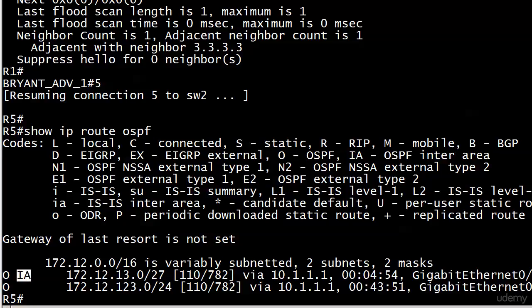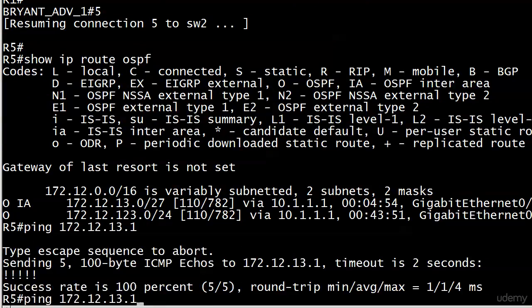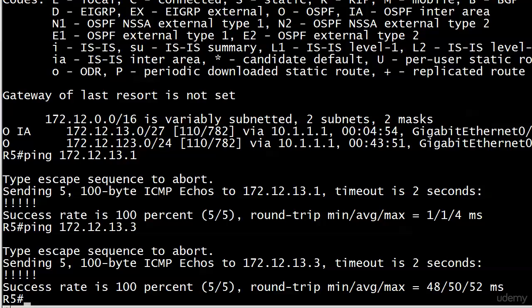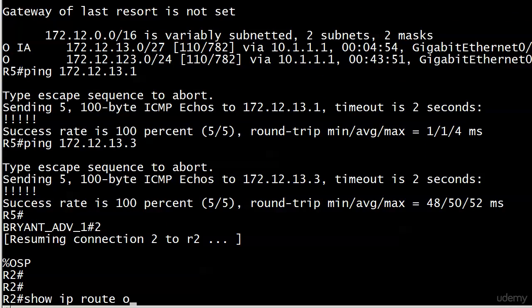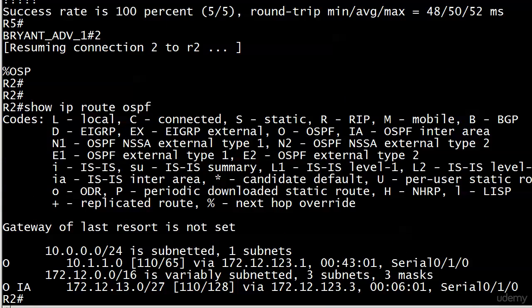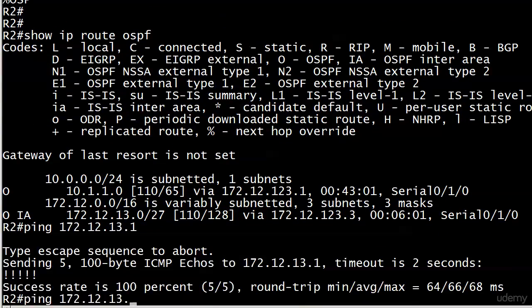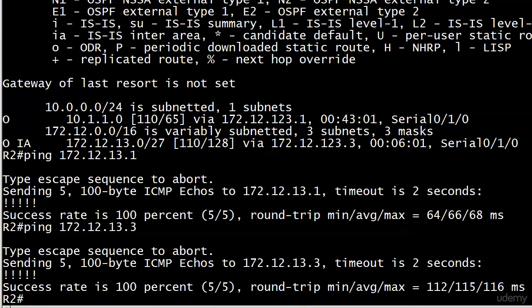And right now, I think what we ought to do is start sending some pings around. Let's go ping 172.12.13.1. That's router 1's interface, and we're good there. Now, down on router 2, we're going to see much the same here with 172.12.13.0/27. You'll notice that it is marked IA, and we can ping there. And then we'll ping .3 there, and it'll go through just fine.